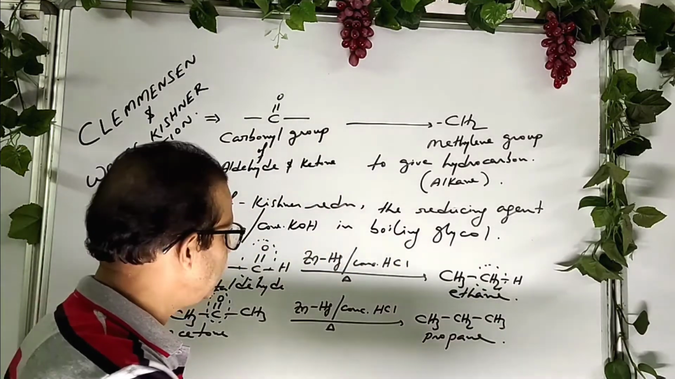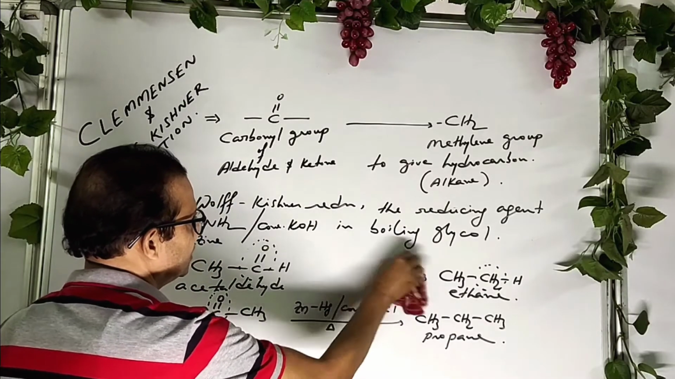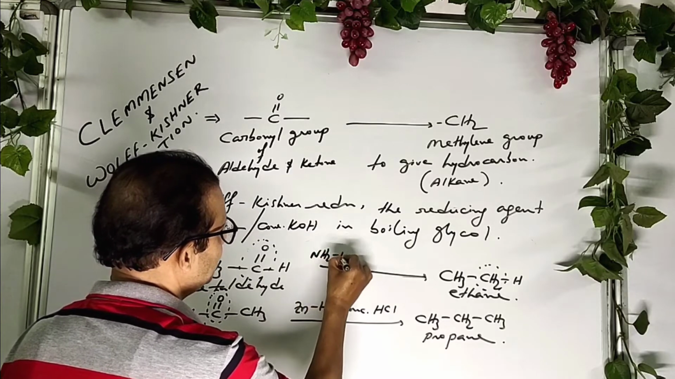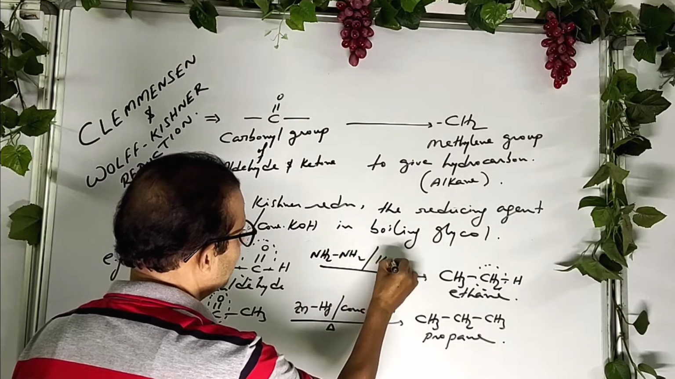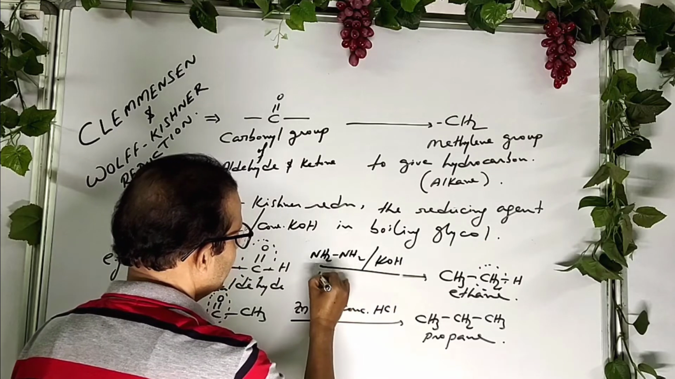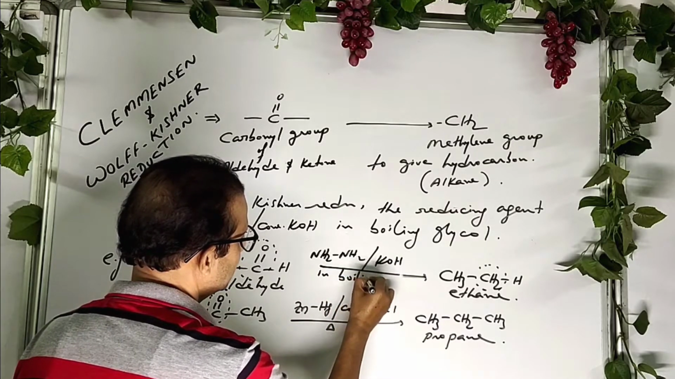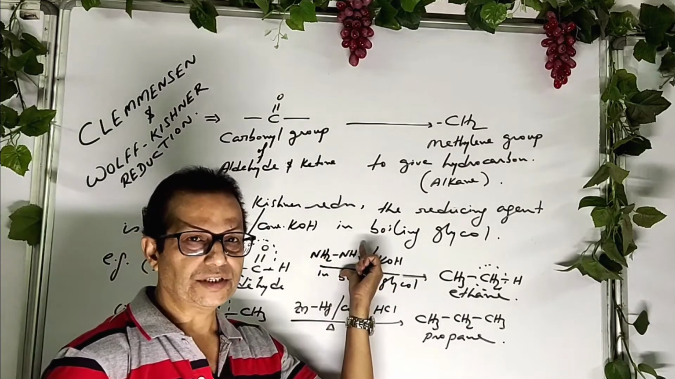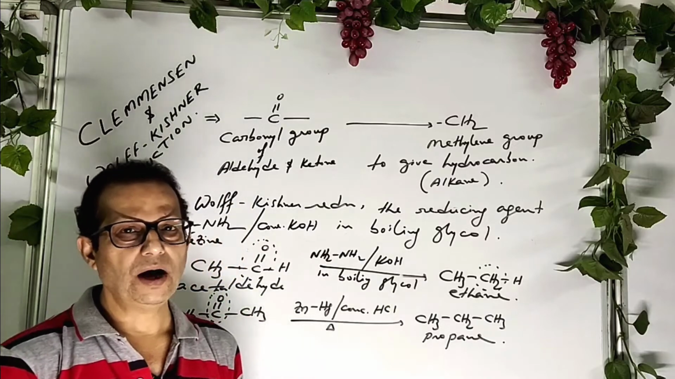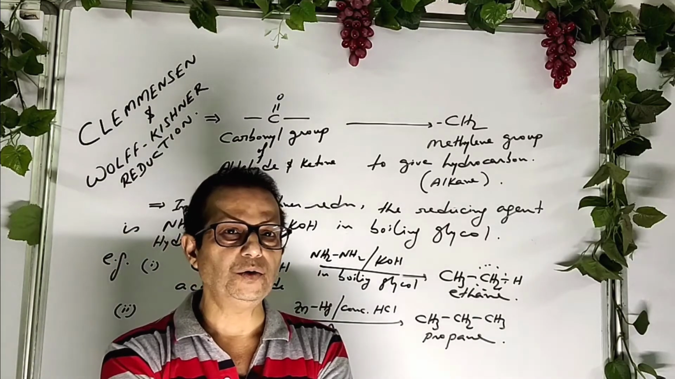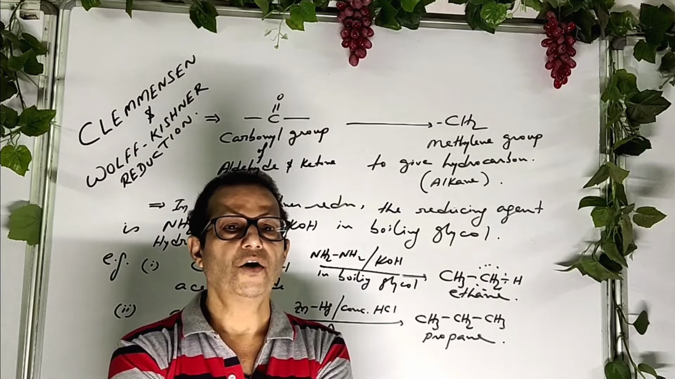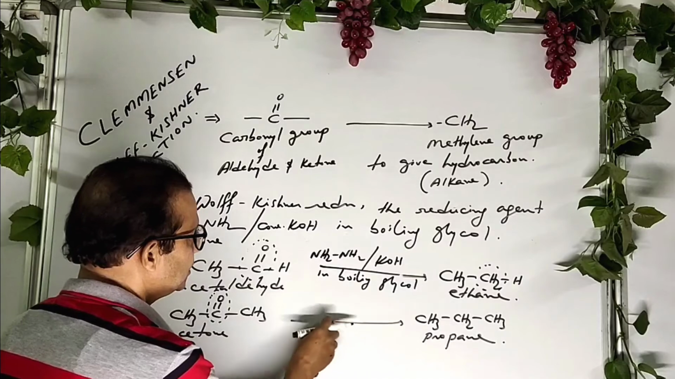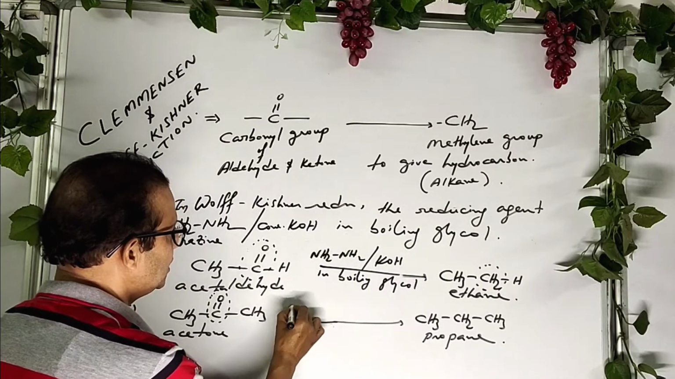So the only change is the reagent, that is hydrazine, potassium hydroxide in boiling glycol. You know that hydrazine is used as a reducing agent. It has one very important use, that is it is used as rocket propellant. Here also, just change it.